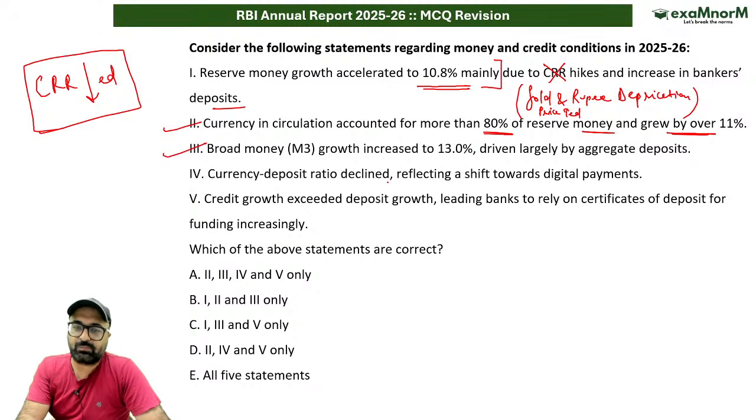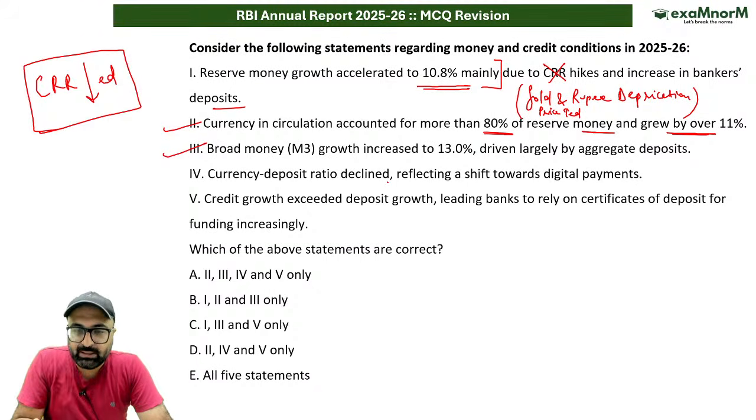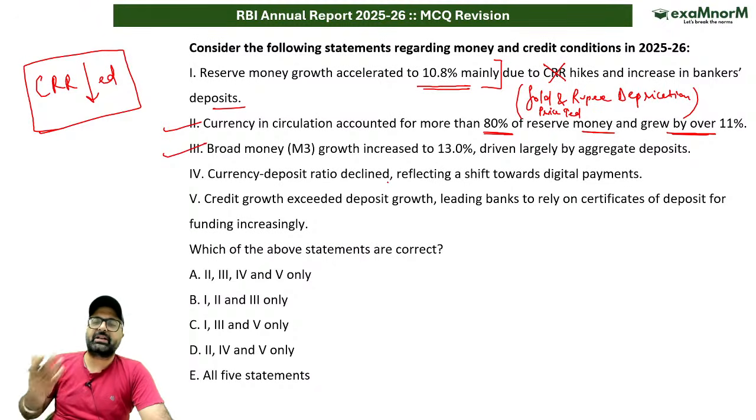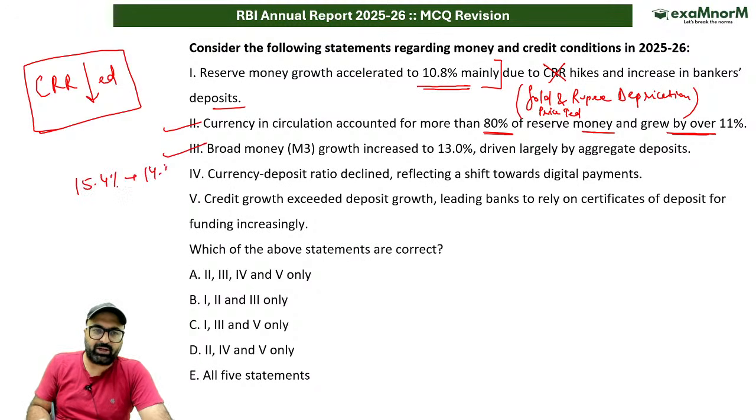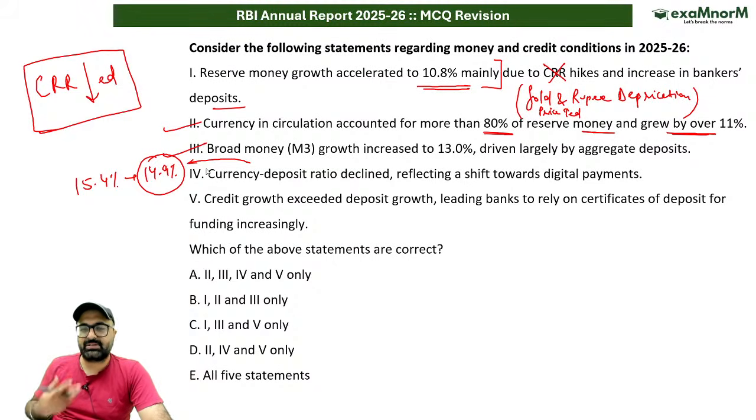Currency deposit ratio declined, reflecting a shift towards digital payments. अगर हम बात करते हैं aggregate deposits की, तो in that particular case aggregate deposits were 86.6%. And if I talk about the currency to deposit ratio, it has declined from 15.4% to 14.9%. तो 14.9% is the ratio, currency to deposit ratio, and it has declined. It basically indicates digital payment shift. That is correct. Credit growth exceeds deposit growth.